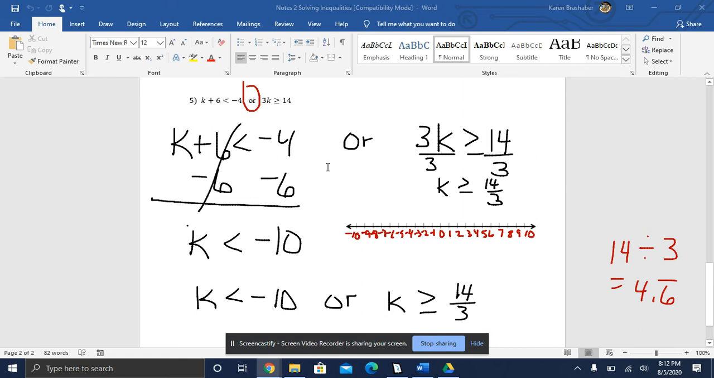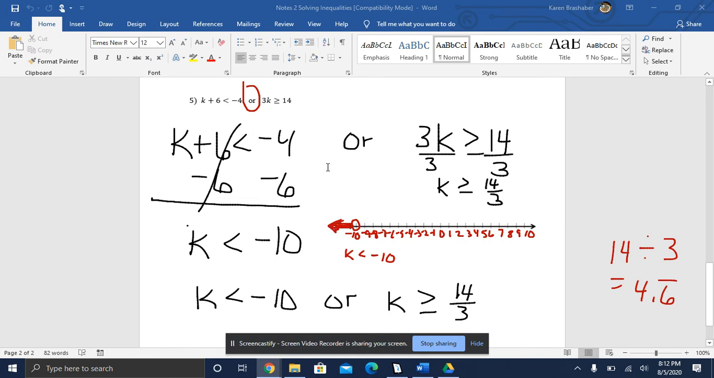So let's graph that part. K is less than -10. So that means that we would use an open circle on that -10. Less than means going away from 0, so to the left. We want to darken that in.